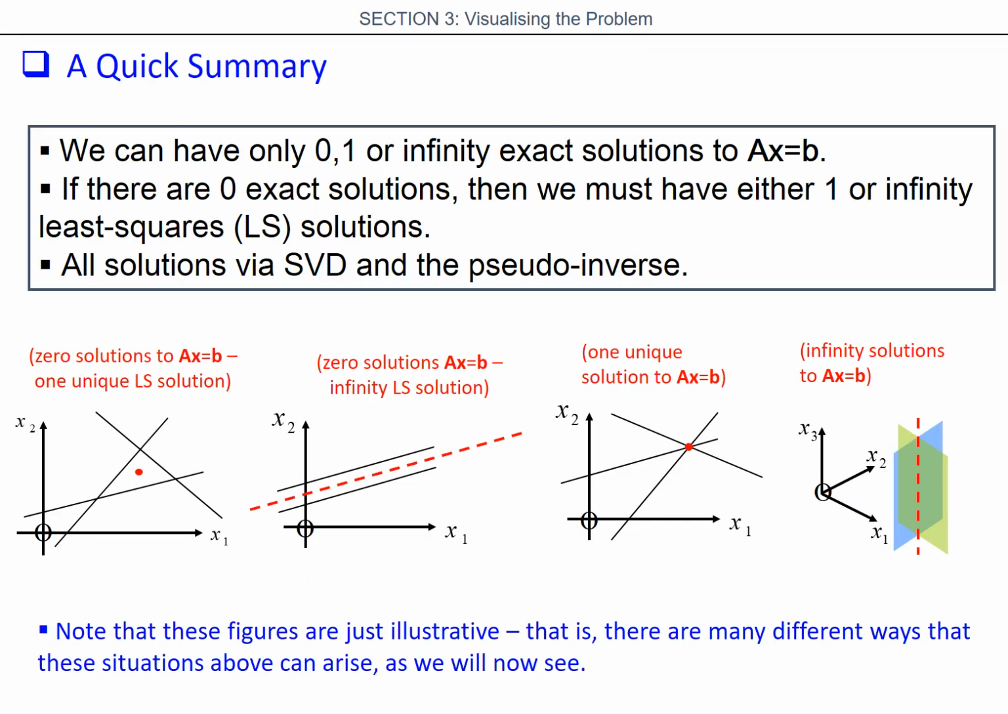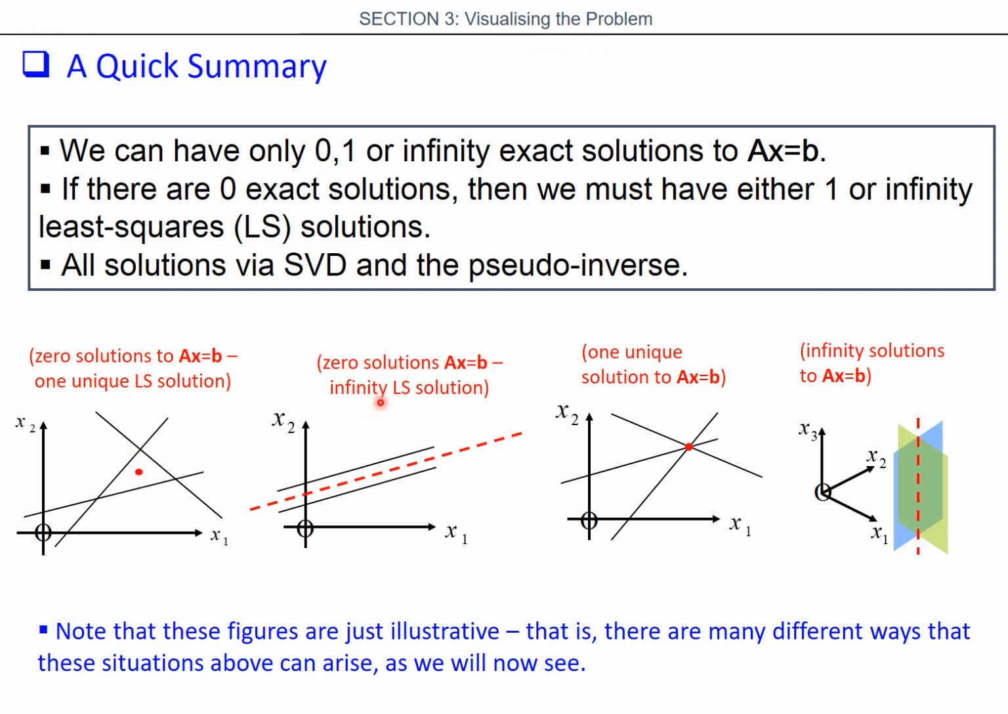So let's have a quick summary of what we've already done. We know that we can either have 0, 1 or infinity exact solutions to Ax equals b. And if there are 0 exact solutions, then we must either have 1 or infinity least squares solutions. We can look at every possible occasion and find the solution via the pseudo-inverse, which we obtain through singular value decomposition. So here's an example where we have 0 solutions, but we have one unique least square solution.